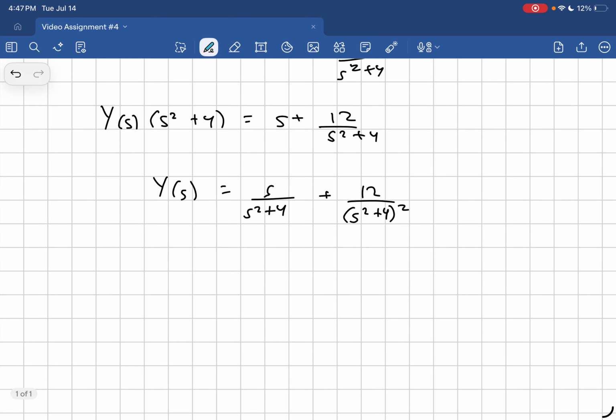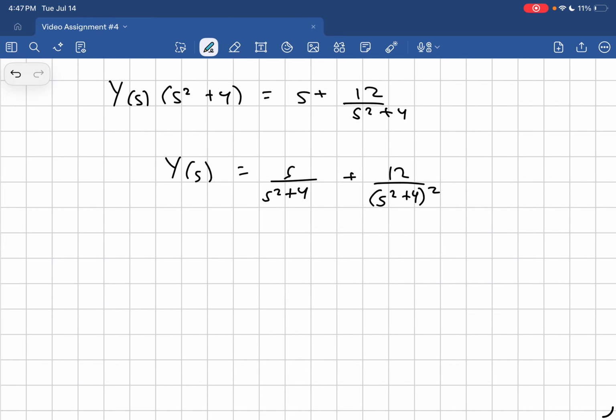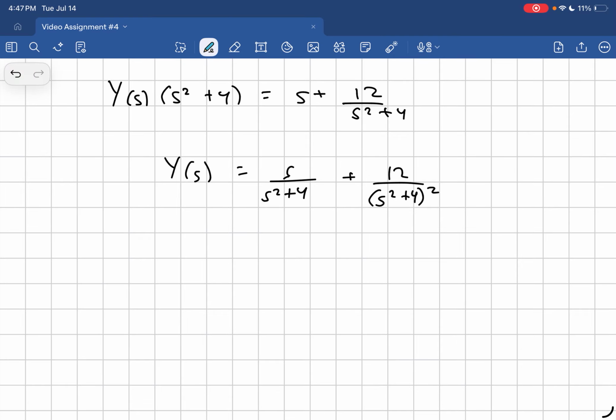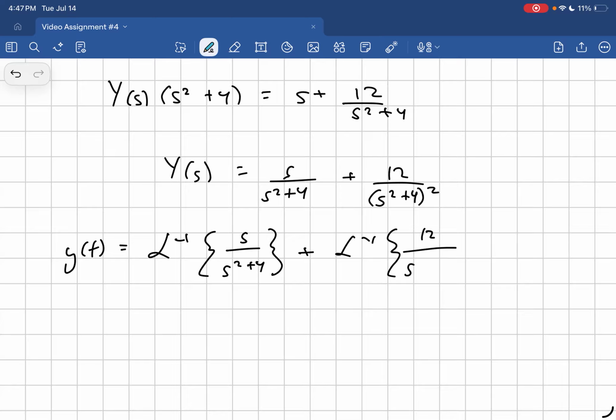And now, in order to find Y of t, in order to go back, we have to use the inverse Laplace transform, because the Laplace transform takes a function of t into a function of S. So to go backwards, we just take the inverse. So then our Y of t is given by the inverse transform of S over S squared plus 4 plus 12 over S squared plus 4 squared.